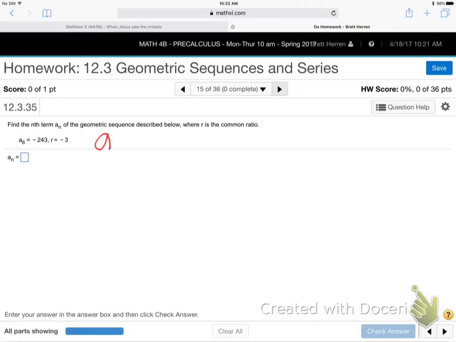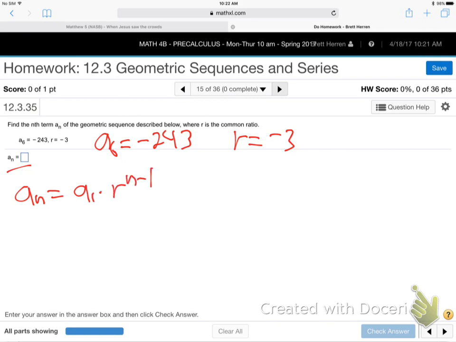Okay, so they're giving me the 6th term, and they're giving me the R. And they want the general formula, huh? The A sub n formula, and what's the A sub n formula? It's A1 times R to the n minus 1. So I've got the R. All I really need is the A1. You with me? I've got the R like that, right? Just pop that in right there. So I've got the R, but what I don't have is the A sub 1. How am I going to get the A sub 1?